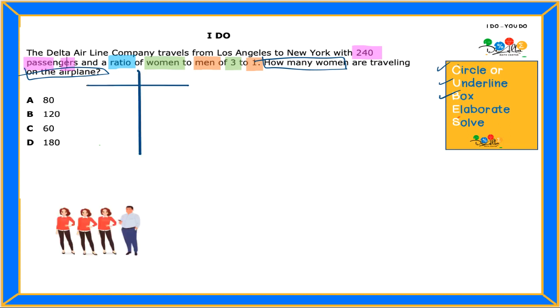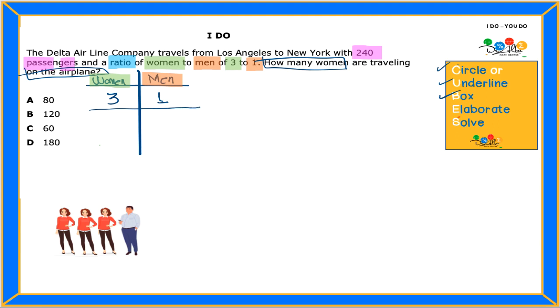Okay, so this is our T chart, and here we're going to record the different quantities given. So we have women first, so I'm going to put that on the left side. And then on the right side, we're going to record men. And we're going to use the colors that we have in the sentence. For women, we use green, and for men, we use orange this time. Now we're going to record the numbers. Women goes with 3, and men goes with 1.